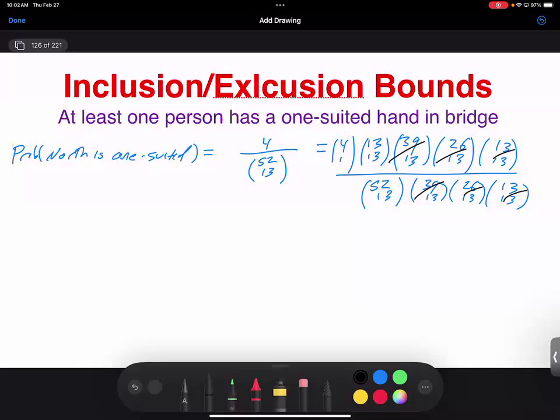What's the probability that south is one suited? Same. So what is the probability that at least one person is four suited?